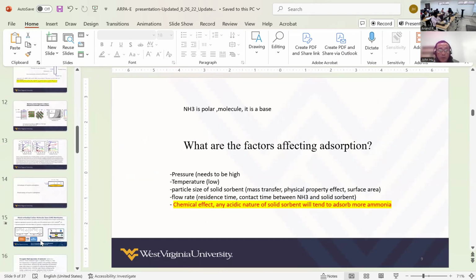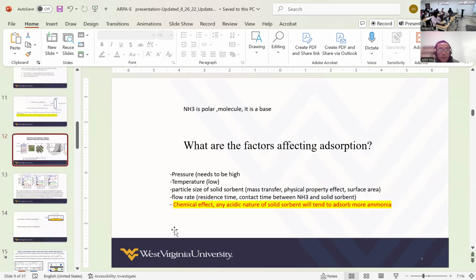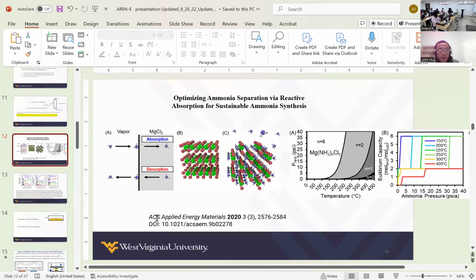So now let's analyze the publication. This publication is published in the American Chemical Society Applied Energy Materials, and the title is "Optimizing ammonia separation via reactive adsorption for sustainable ammonia synthesis." What is reactive adsorption? Reactive adsorption means that a solid solvent does not just provide a physical property to adsorb ammonia, okay? It's not physical adsorption, it is actually a chemical reaction.